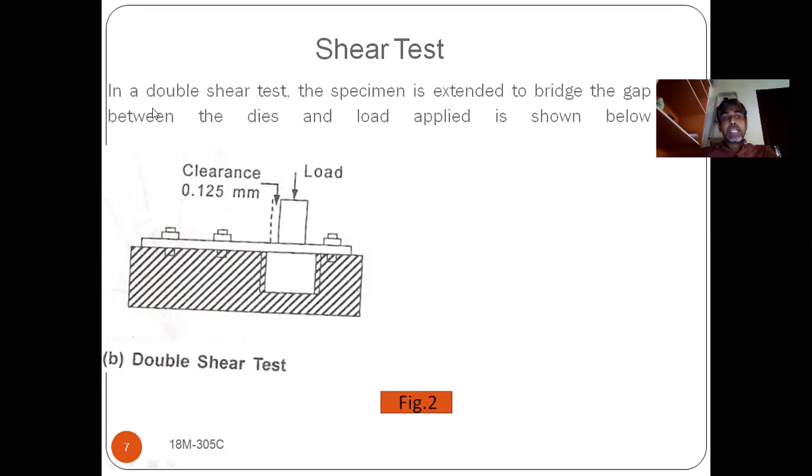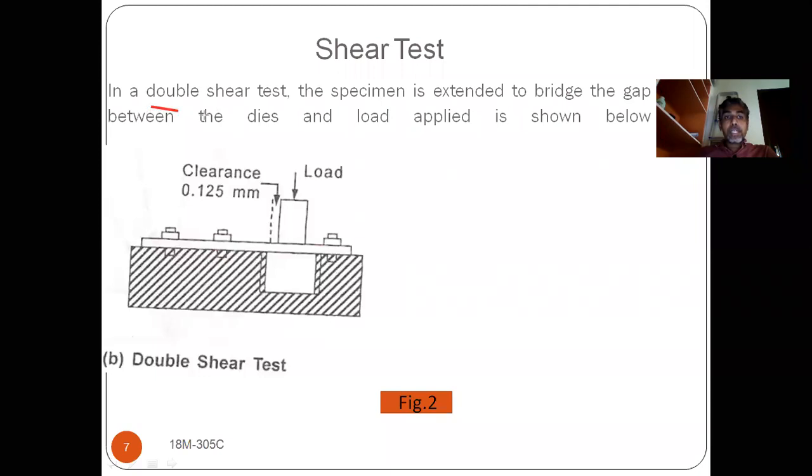See here, in a double shear test, the specimen is extended to bridge the gap between the dies. So here it is extended. This is the die portion here. You are applying the load by using a die, and it is filling the gap. That means this die portion is filled here, and you have this extension here, and it is clamped here. So what is happening here, we will discuss.